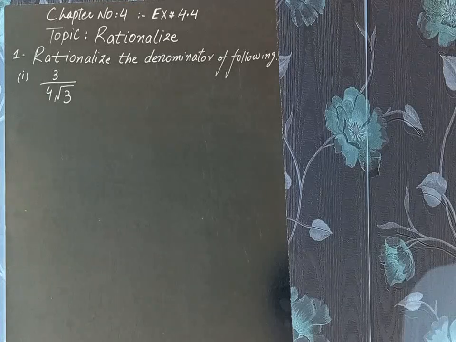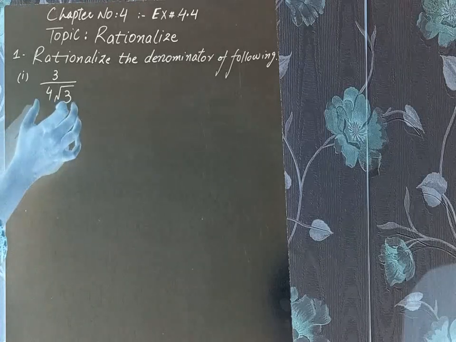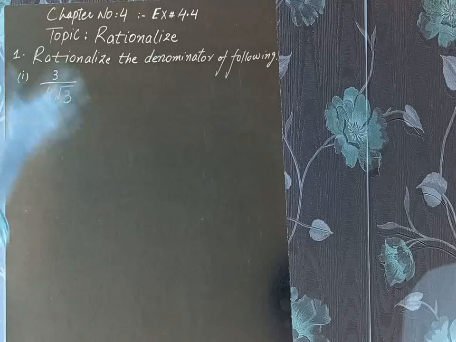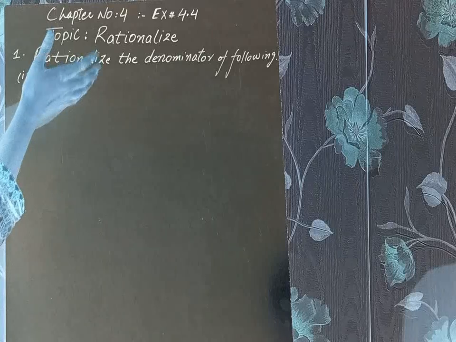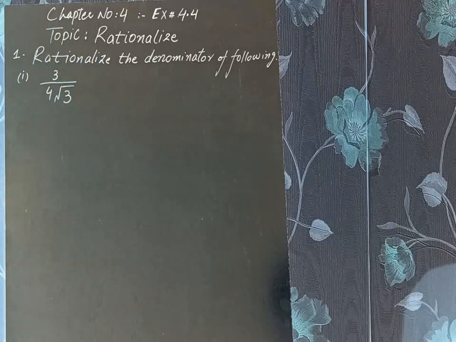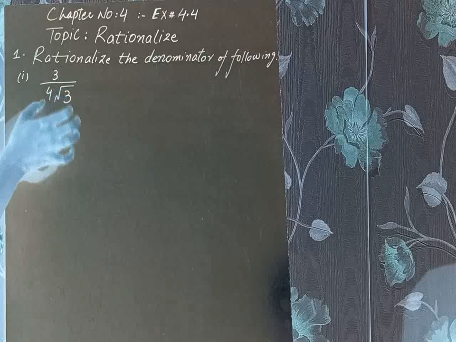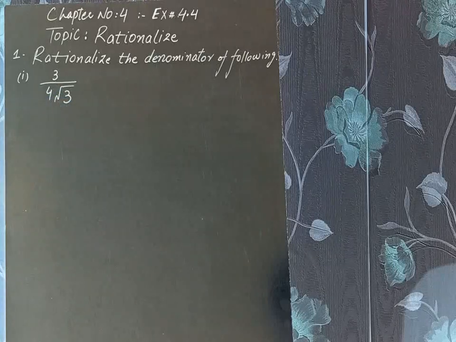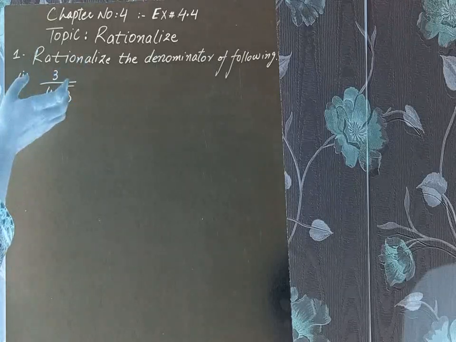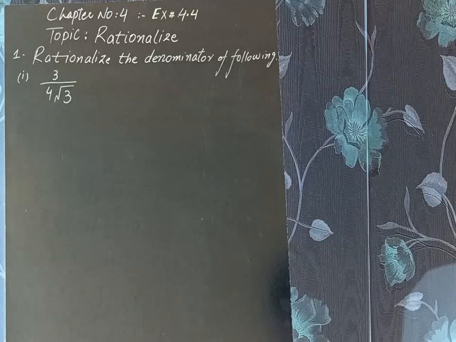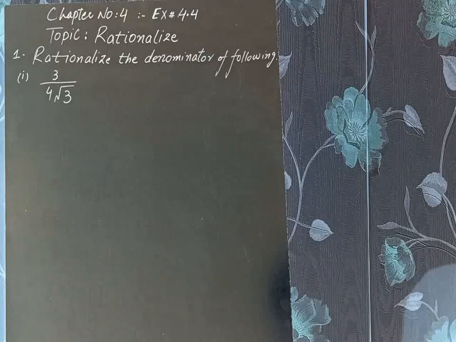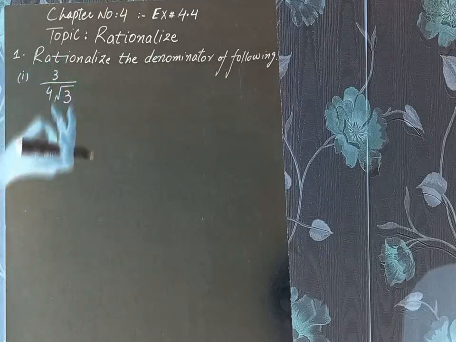So here, if there is no sign in the denominator, we will multiply and divide the same expression by this denominator. But if there is a sign, then we will take the conjugate of the denominator and multiply and divide the expression by that conjugate. Looking here, we can see that there is no sign in the denominator, so we are going to multiply and divide this expression by the same denominator.